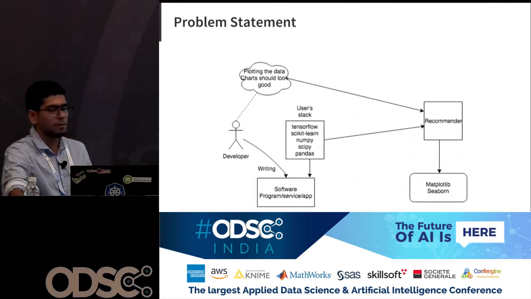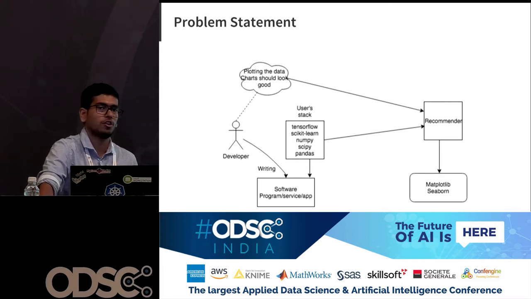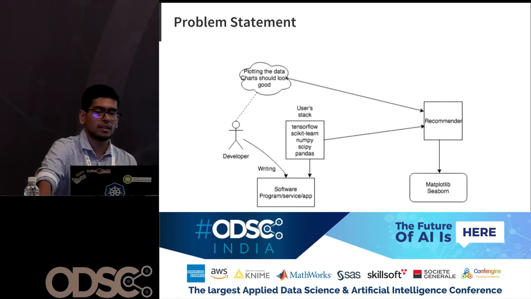If you remember the opening slides of this presentation, we talked about how developers at this point of time don't really code everything by themselves, right? So what does the developer workflow typically look like right now?